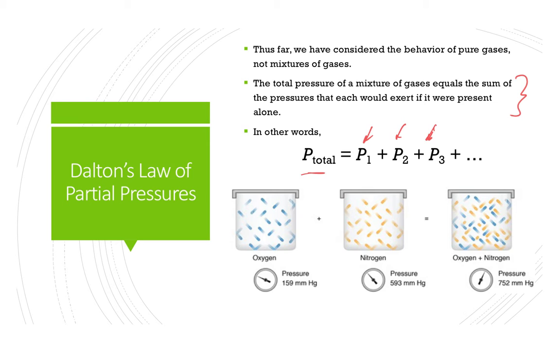So down here in our diagram, there's oxygen in this container that has a pressure of 159 millimeters of mercury. We have nitrogen in this one. This one has 593 millimeters of mercury. If we put those into the same vessel, then the overall pressure of them together is going to equal the two pressures added together. This is a pretty simple concept, but it has some interesting applications.